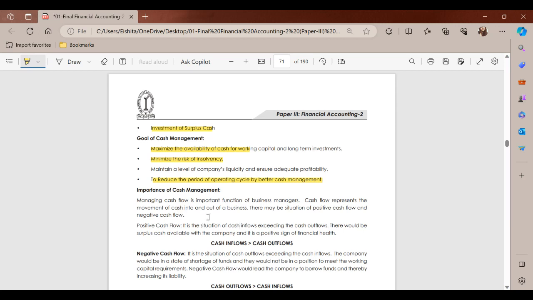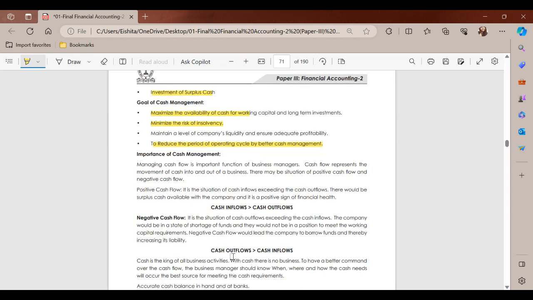Managing cash flow is an important function of business managers. Cash flow represents the movement of cash into and out of a business. There may be a situation of positive cash flow and negative cash flow. So what is a positive cash flow? That means cash inflow is more than cash outflow. That is a positive cash flow. And what is a negative cash flow? That cash outflows are more than the cash inflows. Okay.